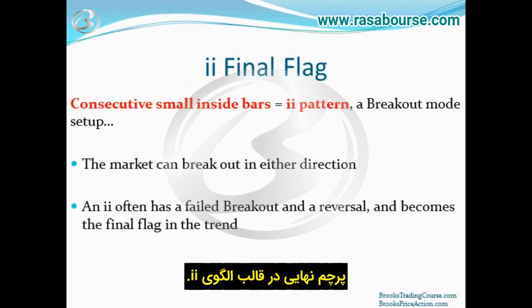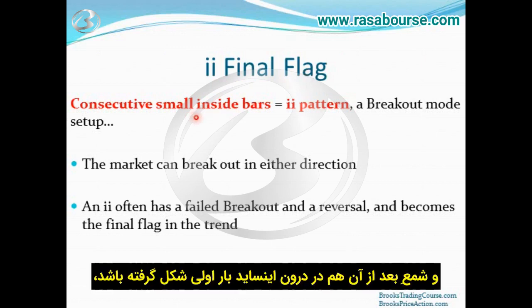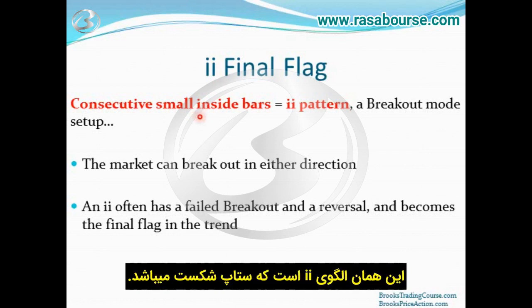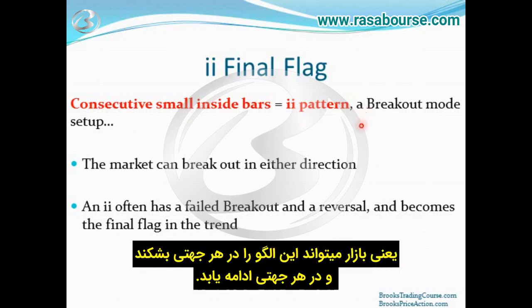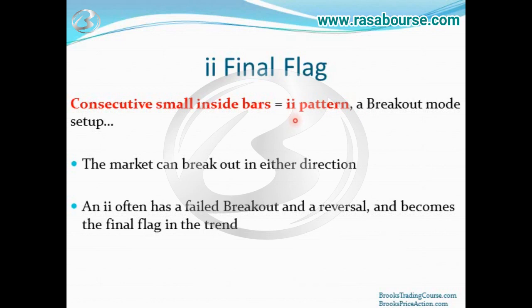An II final flag: if you have a bar that's inside the prior bar, and then the bar after it is inside the first inside bar, then you have 2 consecutive inside bars. That's an II pattern, and it's a breakout mode setup. The market can break out in either direction and run in either direction. When you have an II occurring late in a trend, it often becomes the final flag in the trend.